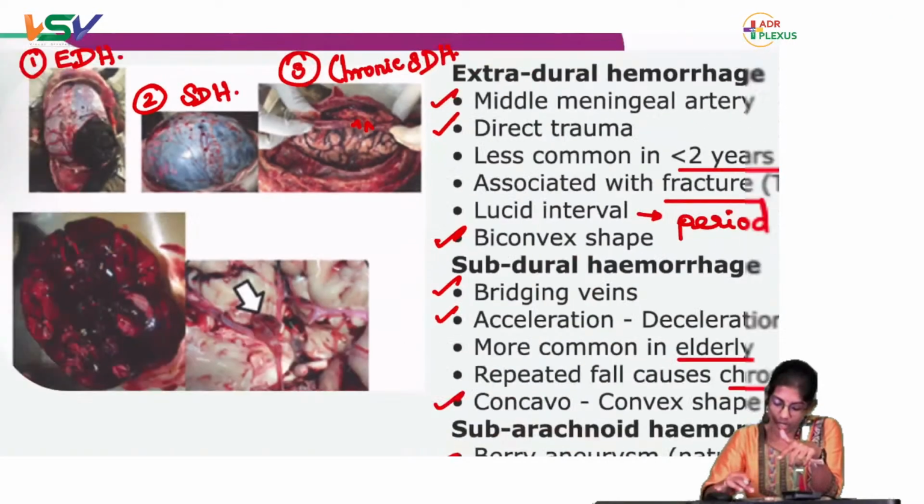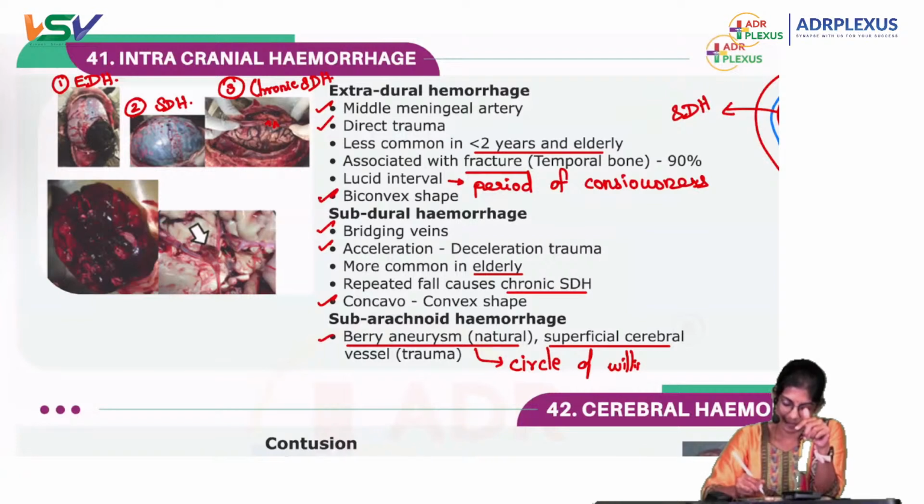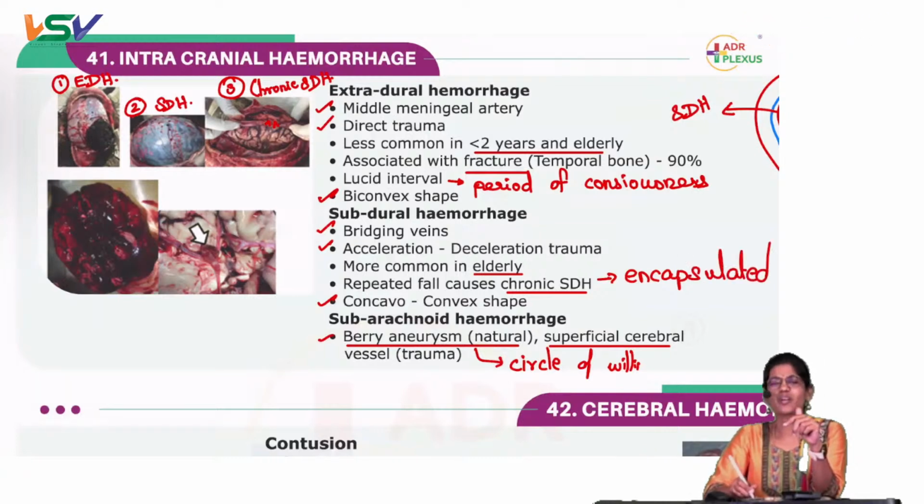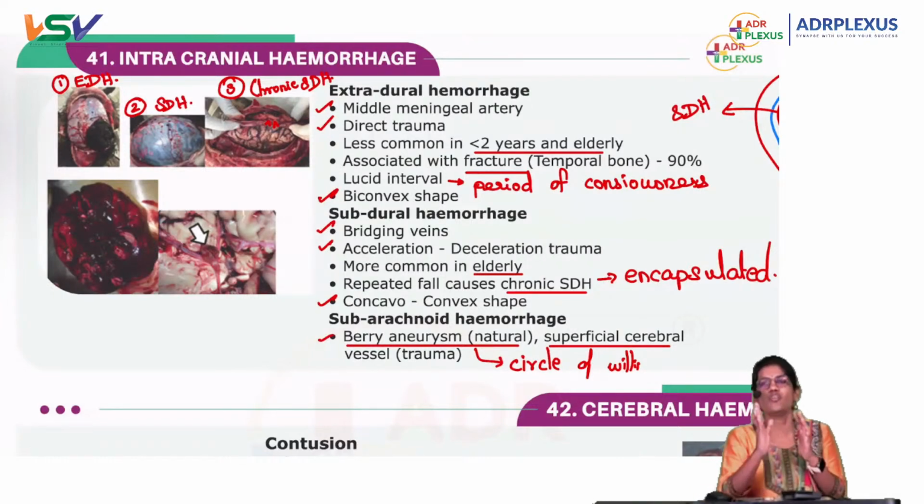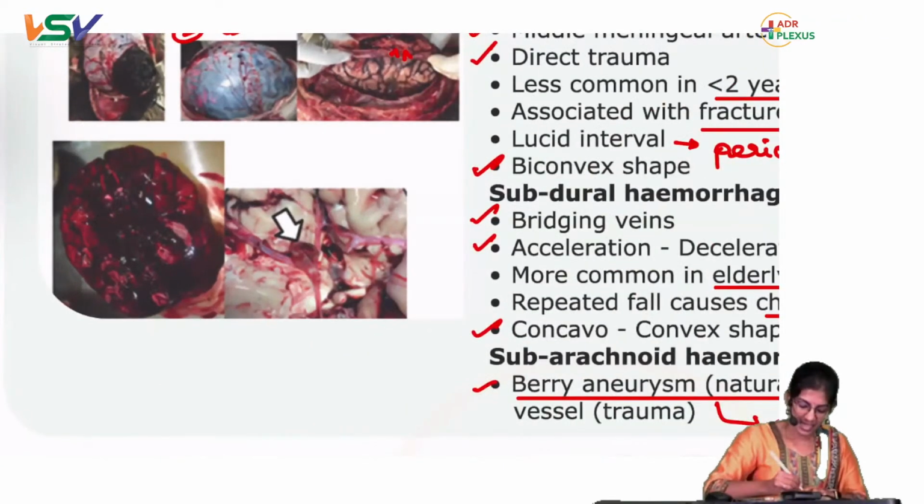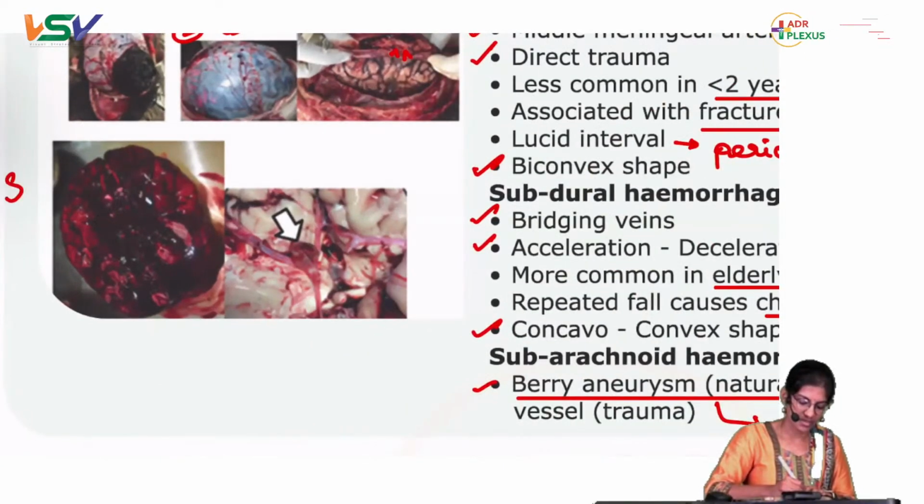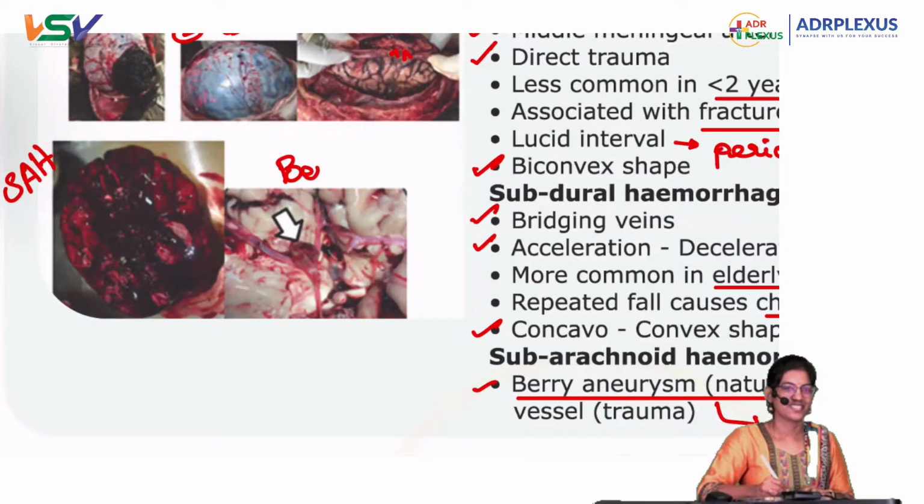So a chronic subdural hemorrhage tends to get encapsulated. This is happening because the arachnoid is getting irritated repeatedly. So what it does is it produces a neomembrane and tries to encapsulate it. This is subarachnoid hemorrhage, and here you are able to identify a berry aneurysm. This is a berry aneurysm.